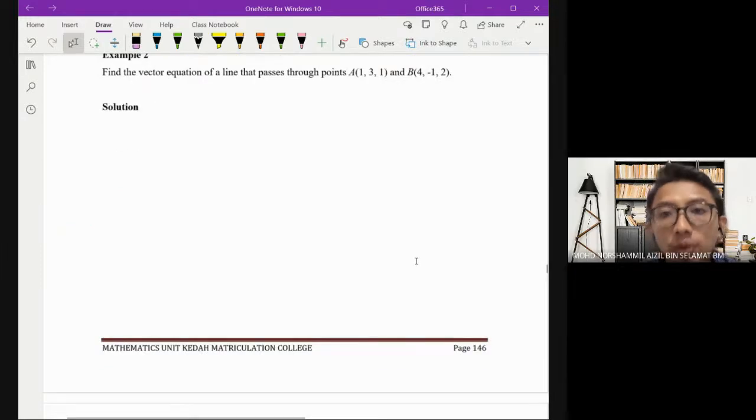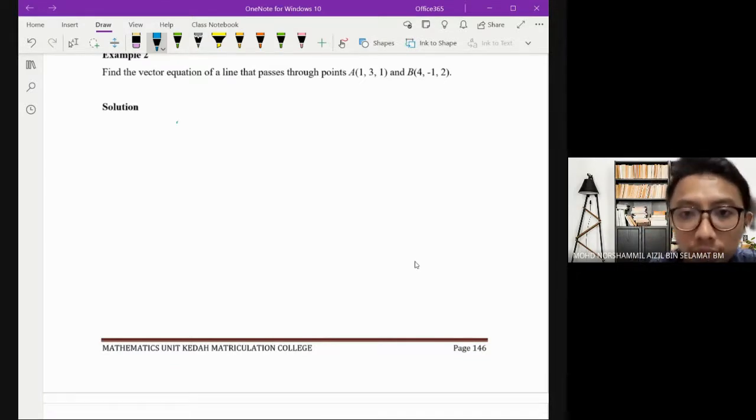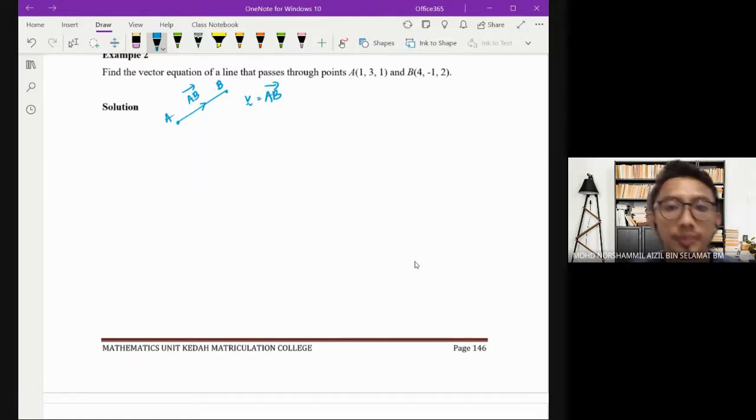Okay. So move on to example number 2. Find the vector equation of a line that passes through points A and B. So guys, it gives us point A and point B. To get V, we need to get AB. So V will be the AB that we obtain later.